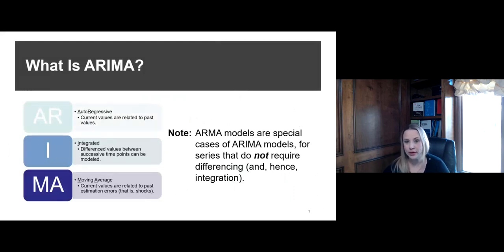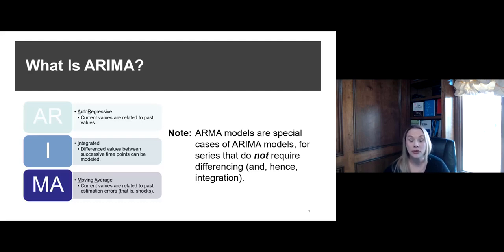For this type of data set, we're going to use an ARIMA model, and so let's define what that means. AR stands for autoregressive, and that is the current values are going to be related to the past values. The I stands for integrated, so that means the differenced values between successive points are modeled, which makes it stationary, and we'll see how this is done here in a little bit. But here the integrated portion is an attempt to actually create a stationary data set. Basically, there's a pattern across the time periods. And then MA stands for the moving average, where the current values are related to past estimation errors. And that is going to be some of our previous shocks.